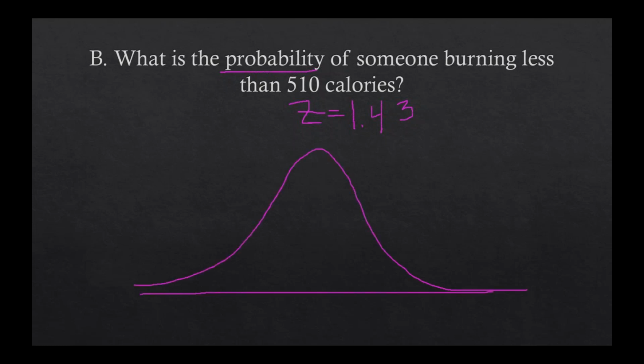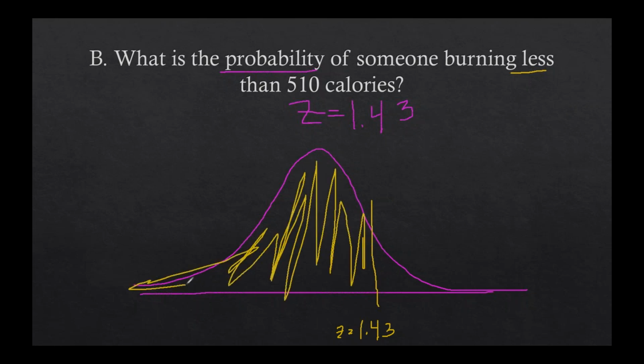Okay, so when you draw your picture, because I agree, visuals are super helpful with this, a z-score of 1.43 or 510, either one, it's going to fall somewhere over here. So this is my z-score of 1.43. Now the question says burning less. Which direction is less? To the left. So we want to find all of this.